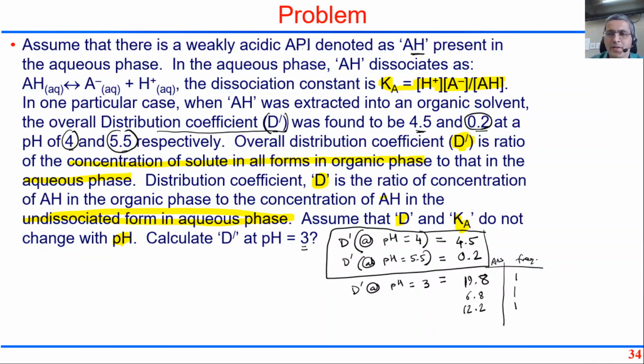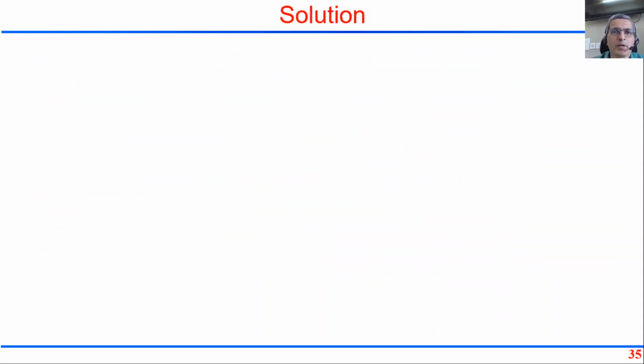Okay, so let's try to see how to solve. This problem is there just so that you get to understand the difference between D prime, the overall distribution coefficient, and the physical distribution coefficient, and how keeping different pH is going to allow us to do a partitioning of different compounds. So let's try to visualize.